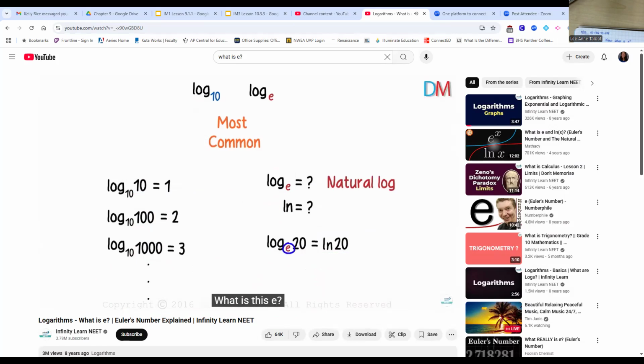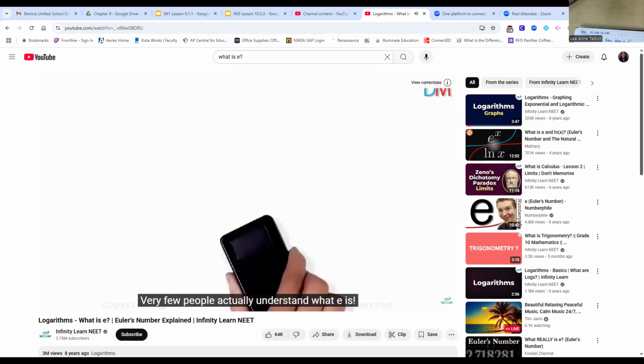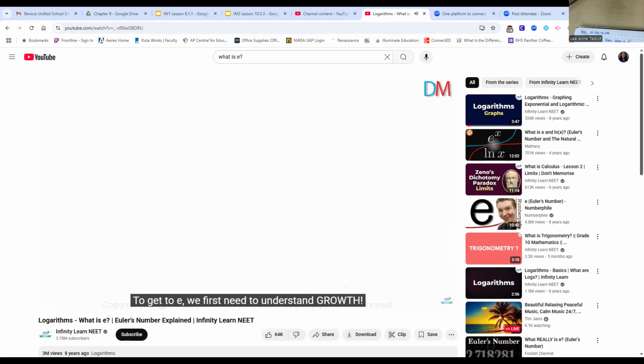What is this e? Some call it a magical number. Some call it an irrational constant. Some call it Euler's number. But the harsh truth is this: very few people actually understand what e is. To get to e, we first need to understand growth.